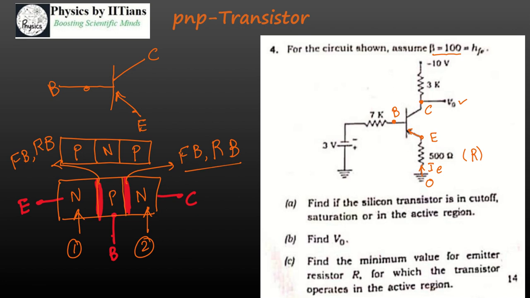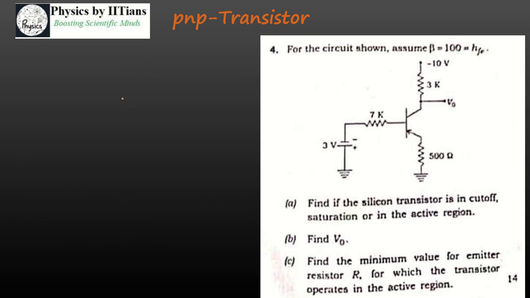So based on the permutation and combination of the forward bias and reverse bias of these two junctions, which junctions? Emitter base junction and collector base junction. So we will have the active region, the cutoff region, and the saturation region of the transistor. So let me draw it in a table. So I am writing a table here.